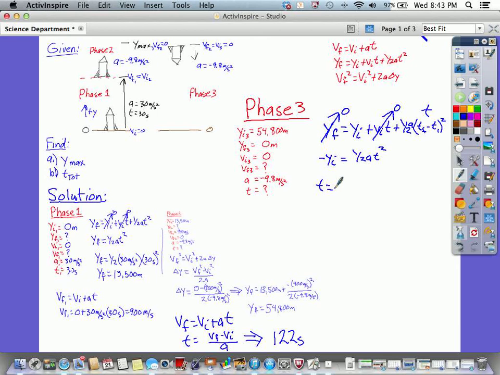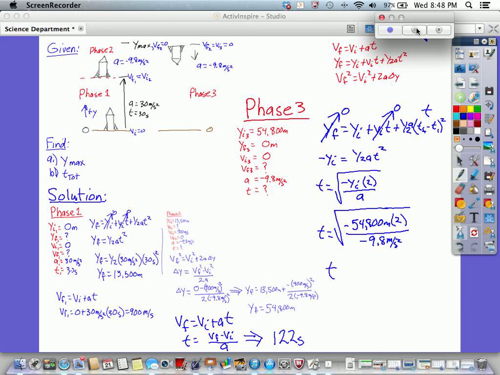I'm going to solve for t. T then is equal to minus y initial times 2, all divided by a, and take the square root there. So t is going to be equal to the square root of minus 54,800 meters times 2, all divided by a, minus 9.8 meters per second squared, and then take the square root of all of that.